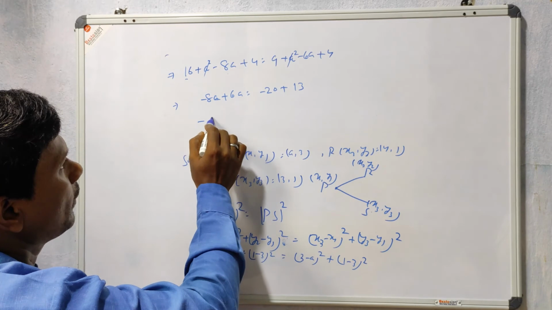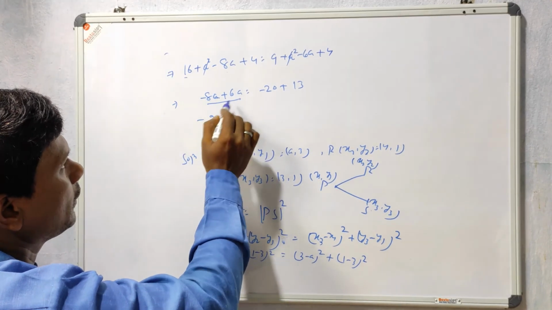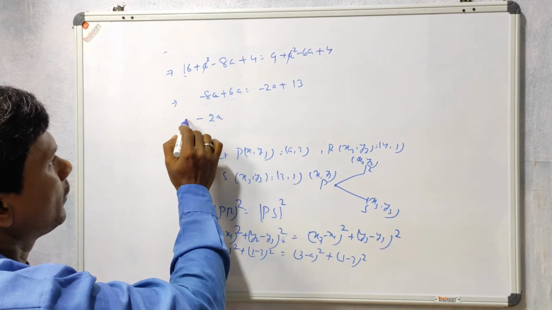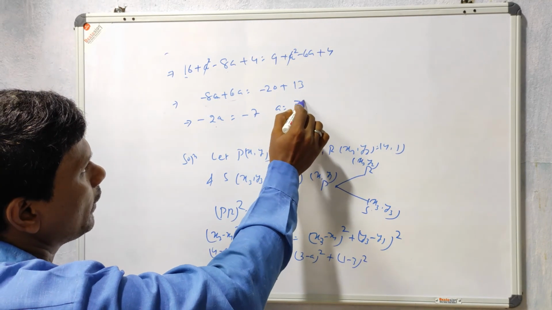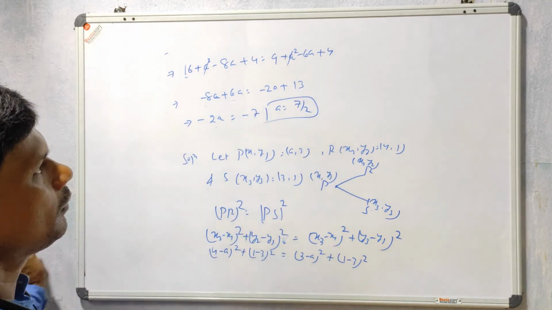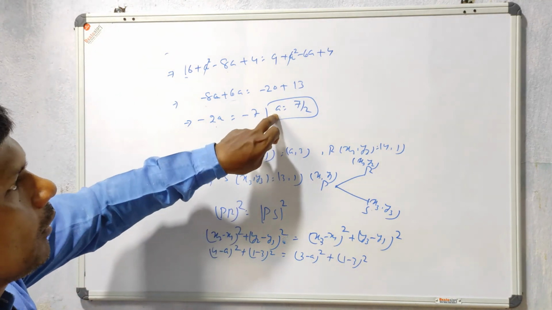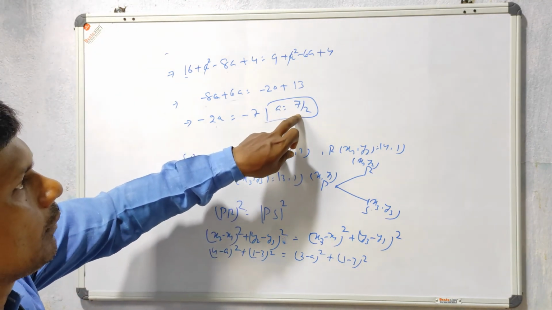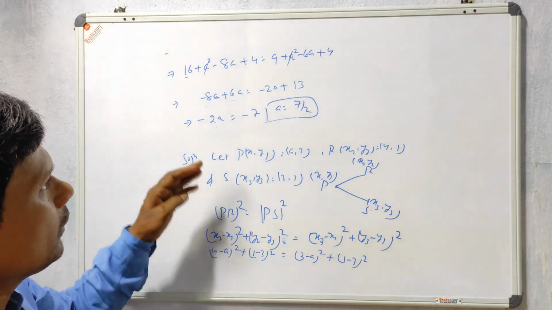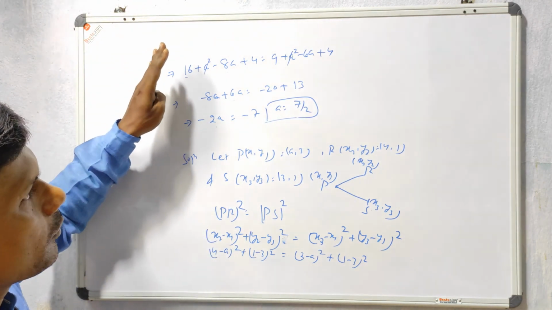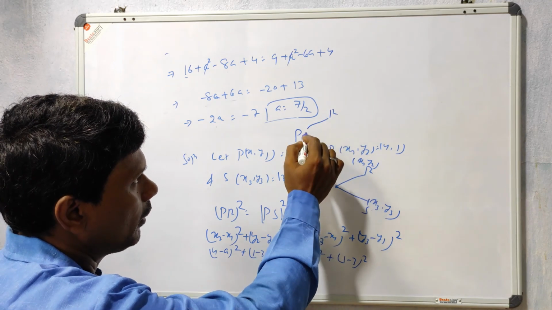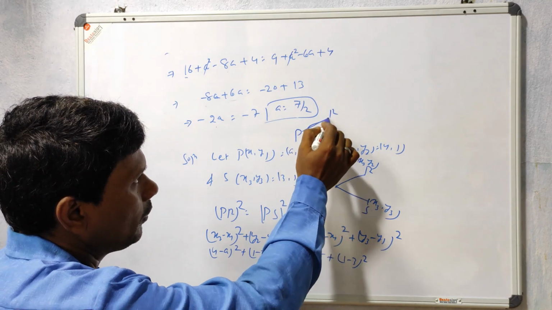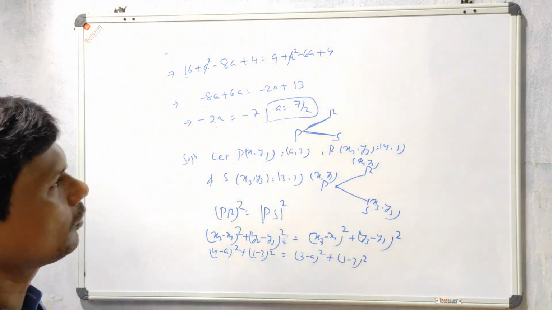That is minus 2a is equal to minus 7. The value of a is 7 by 2. So the x coordinate is 7 by 2, and this point is equidistant from R and S. So it will be the same length. Thank you.